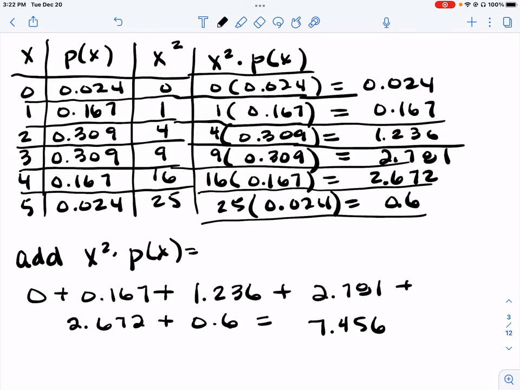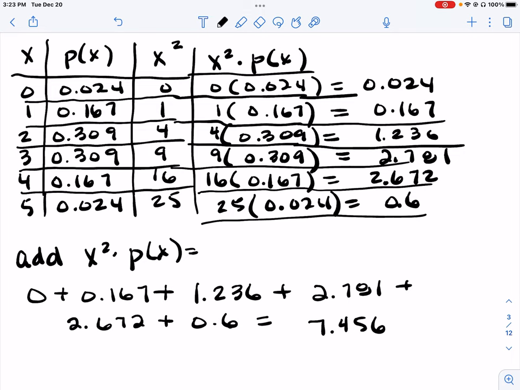To find the variance, there's another table that you're going to make. You're going to make a column of x squared, which means you multiply x times itself. So 0 times 0 equals 0, 1 times 1 is 1, 2 times 2 is 4, and so forth. Okay. Then you make another column where you multiply x squared times the P of x.